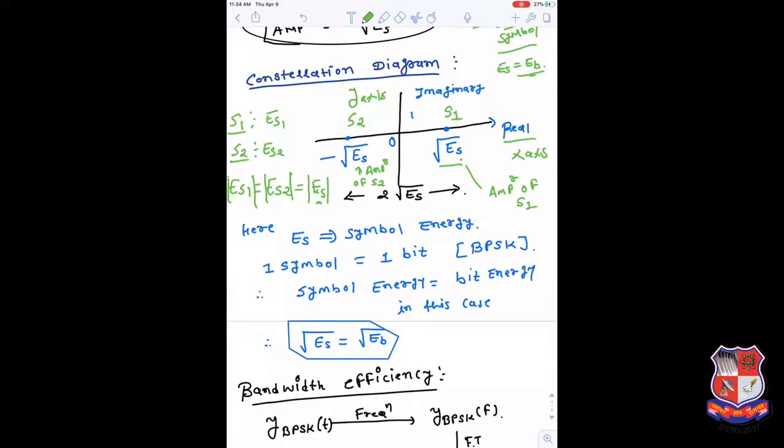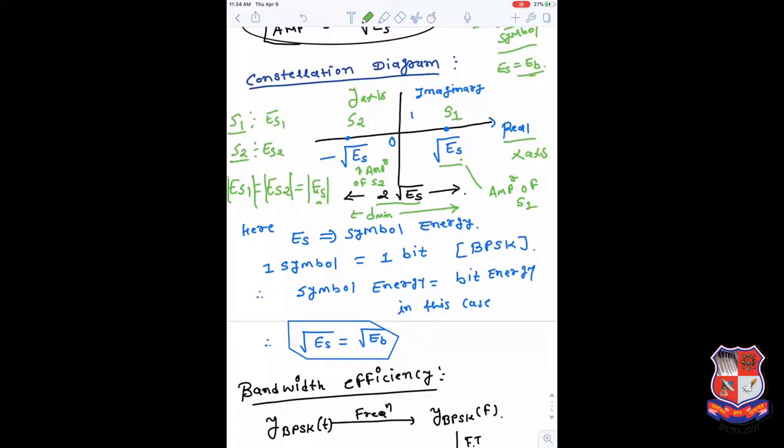If you find the distance between these 2 points S1 and S2, this distance is minimum here. This minimum distance, which is the direct line of sight distance, is 2 square root Es. And where can we put the threshold when the signal is corrupted by noise? We are using threshold detection, so for threshold detection we will compare with the threshold value.